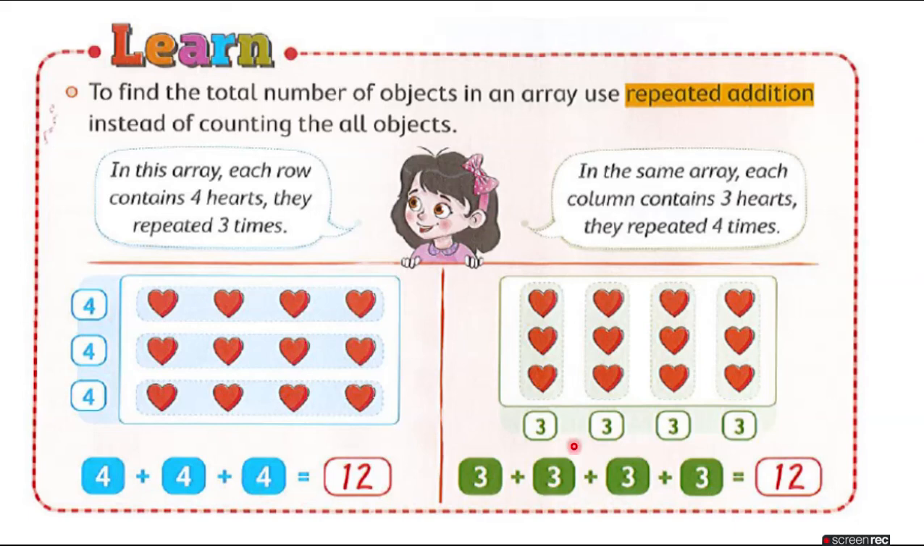The same way but on columns. In the same array, نفس الarray بس بدل ما هيشتغل row هيشتغل columns. Go up and down. Look here. How many columns do you have?